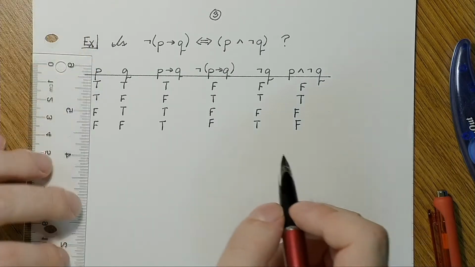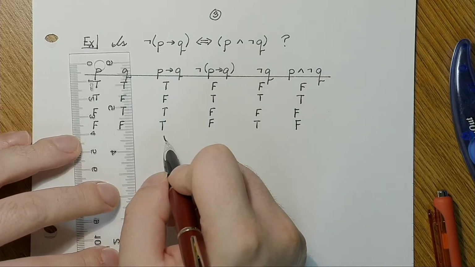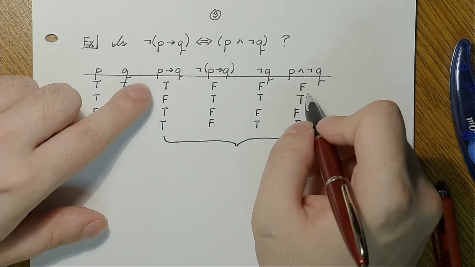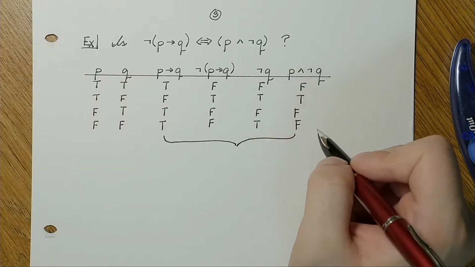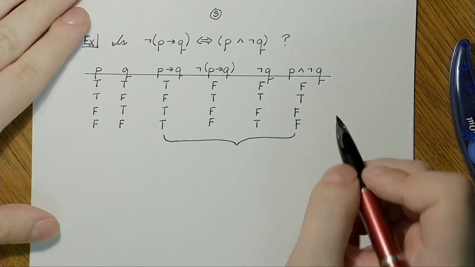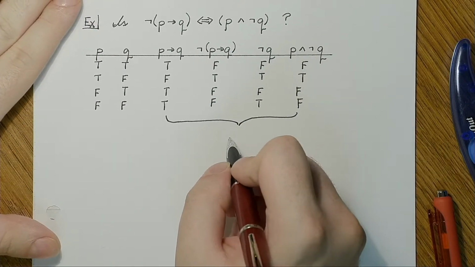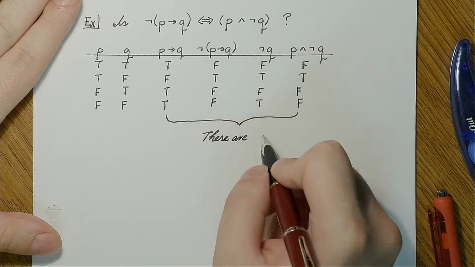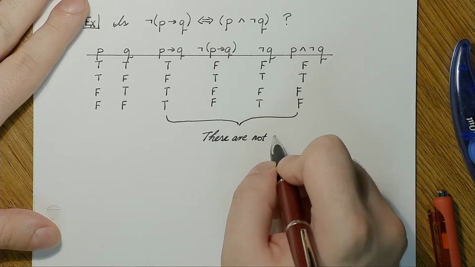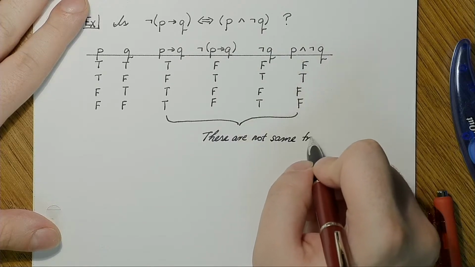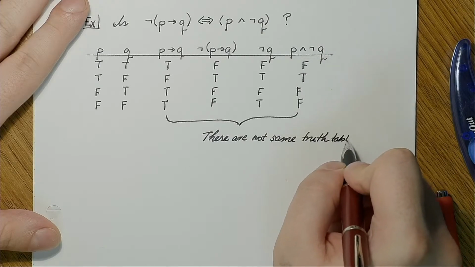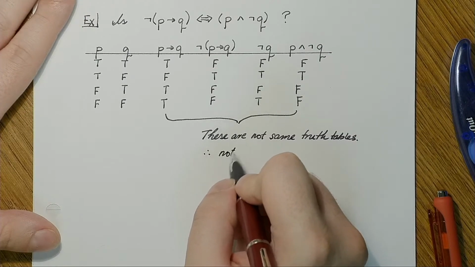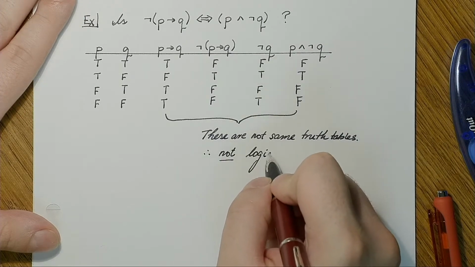Okay, so then we look at here. I'm going to look at here. And no, it's not. So these are not the same truth tables. Therefore, not logically equivalent.